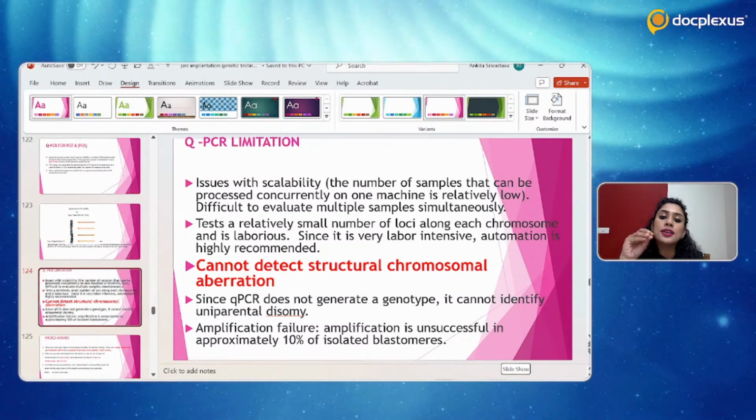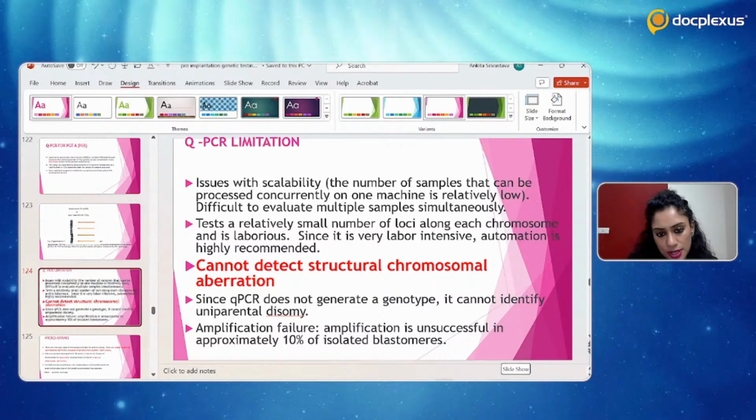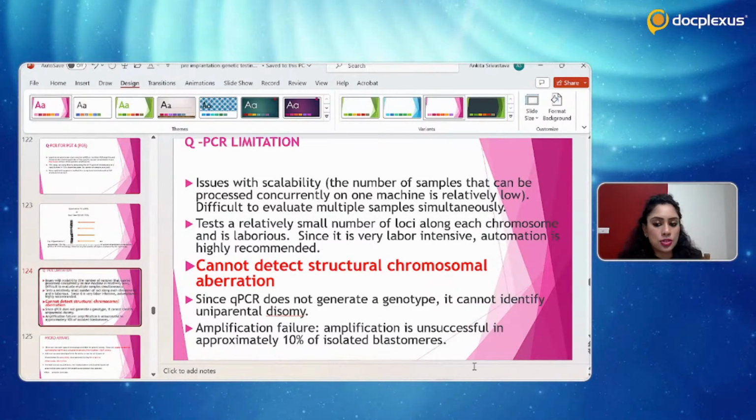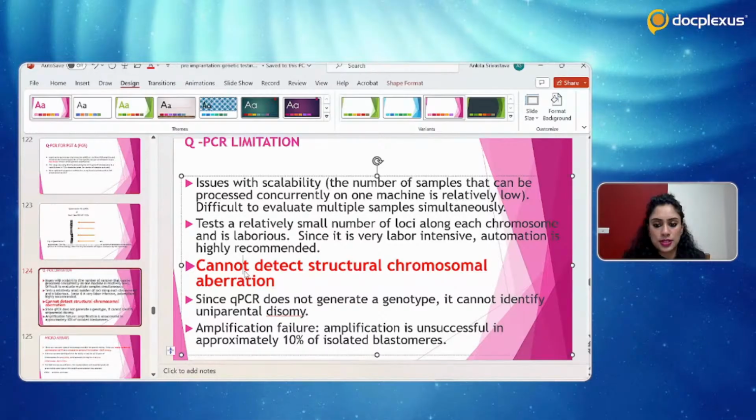Now it tests a relatively small number of loci along each chromosome and is laborious. Since it is very labor intensive, automation is quite recommended. It cannot detect structural chromosomal aberration. Since it does not generate a genotype, it cannot identify uniparental disomy. And amplification failure can occur in approximately 10% of isolated blastomeres.